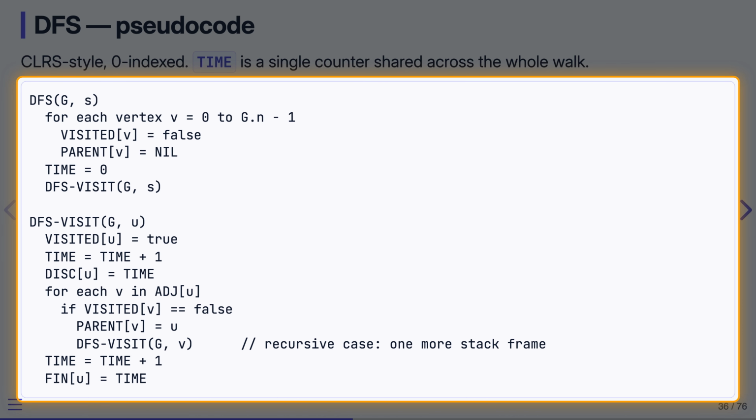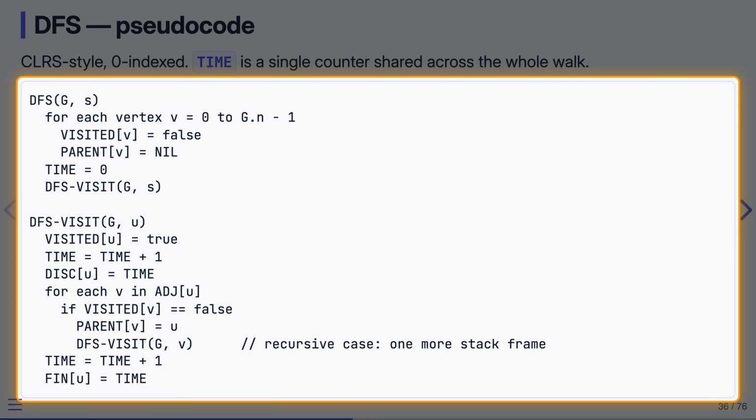The second procedure, DFS visit of u, does the real work. It marks visited at u as true. It increases time by 1 and records that as the discovery time of u. Then it looks at each neighbor v of u. If v is not visited, it sets parent at v to u, and calls DFS visit on v. That recursive call is one more frame on the stack.